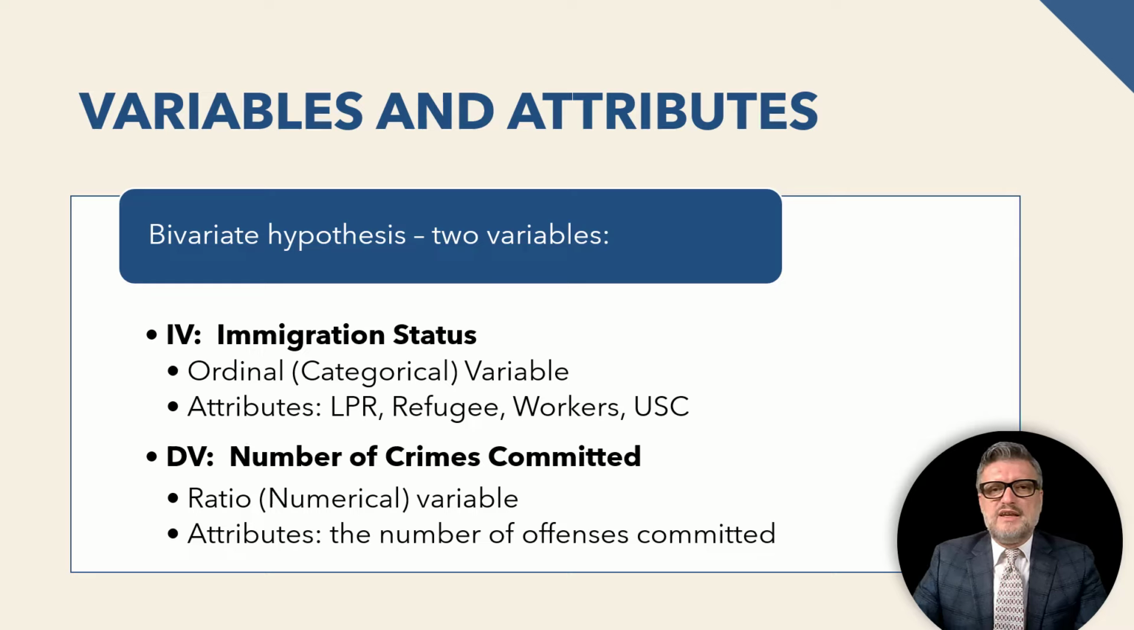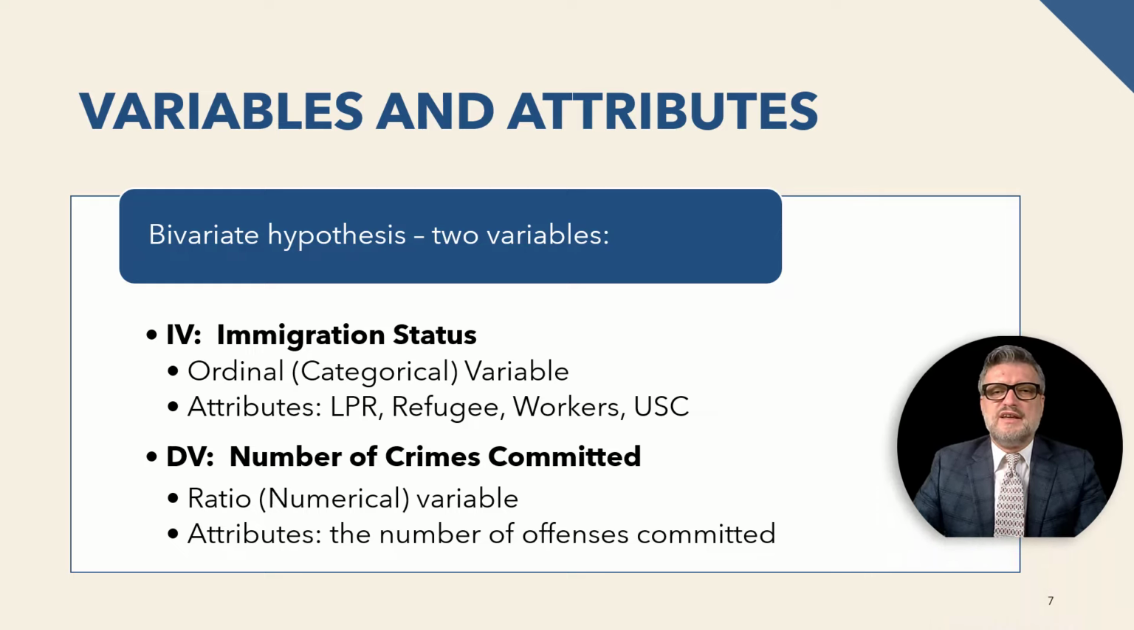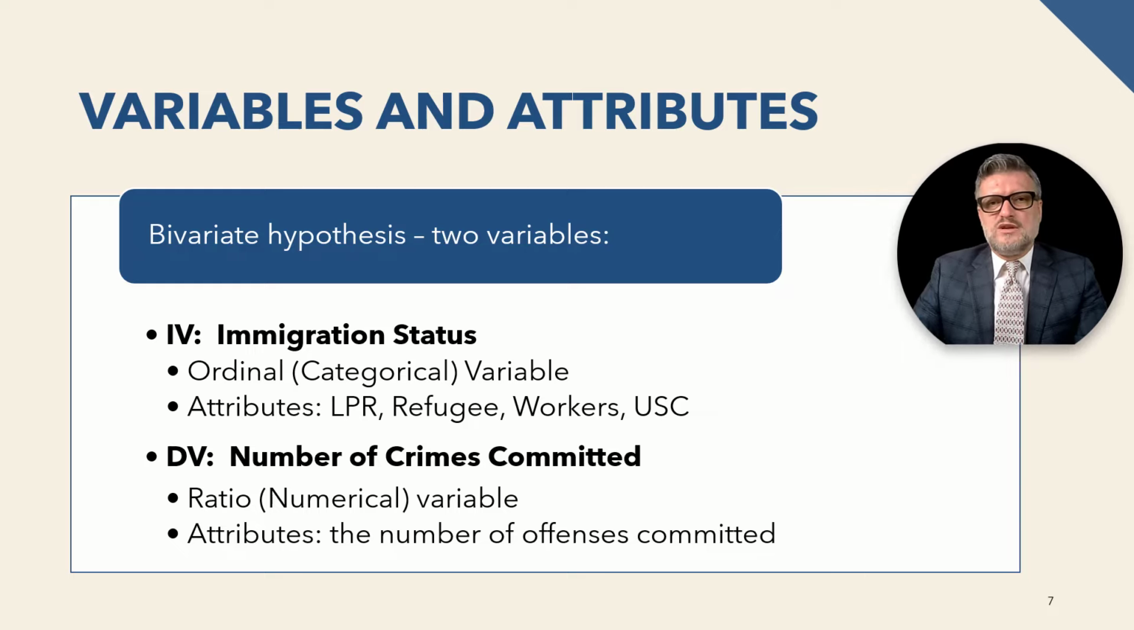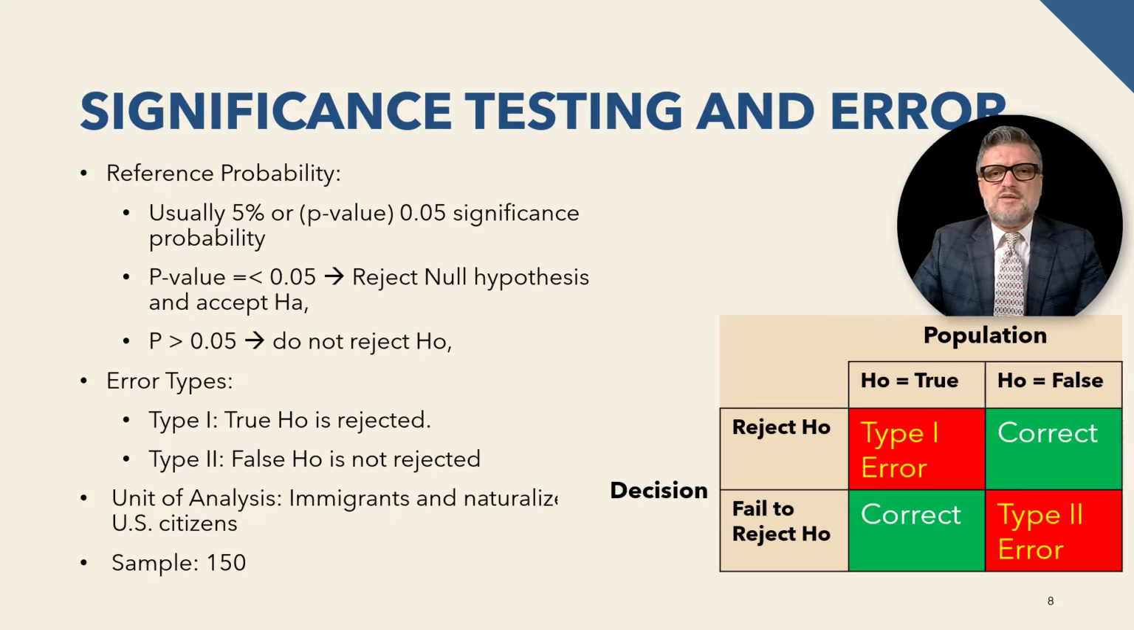As you can probably imagine, that categorical variable, immigration status, is most often than not the predictor or the independent variable, and the number of crimes is the outcome or the dependent variable. A few things before we move on to statistical testing of the hypotheses. Significance testing is a statistical method used to determine if the results of an experiment or study are likely to be due to chance or if they reflect a true effect.